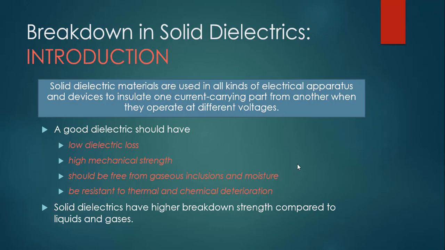It should also be free from gaseous inclusion and moisture. As we have seen in liquids, the inclusion of gases and moisture reduces the dielectric strength. It also should be resistant to thermal and chemical deterioration. That again is about chemical stability, similar to what we have seen for gases. Now, solid dielectrics have higher breakdown strength compared to liquids and gases. So this is the advantage of solid dielectrics.